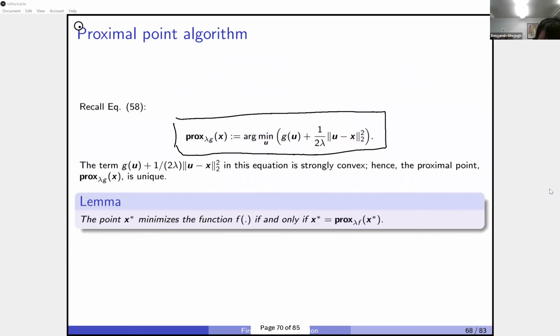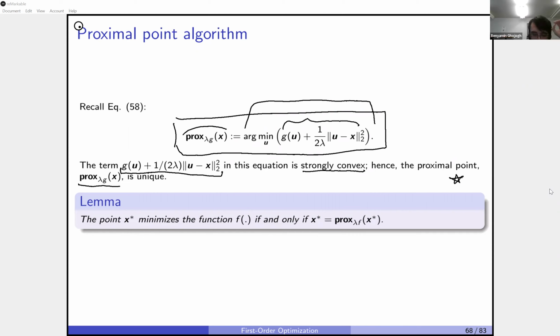So this term inside the argmin is strongly convex. Recall preliminaries. Therefore, its proximal point is unique. As it is strongly convex, it has one minimizer. Therefore, this is unique. Okay, you might be wondering, how do we know that the proximal mapping is unique? It might have several solutions. Here is the reasoning. This is strongly convex, therefore the proximal mapping is unique.